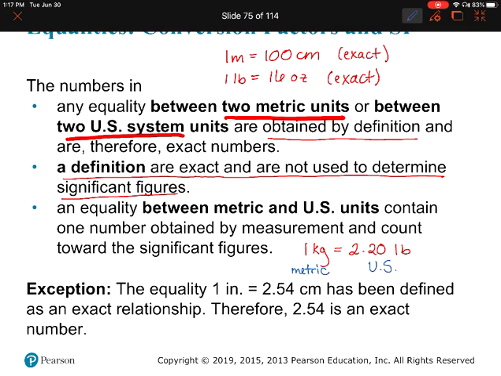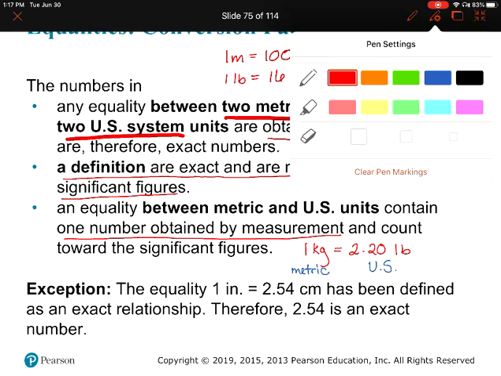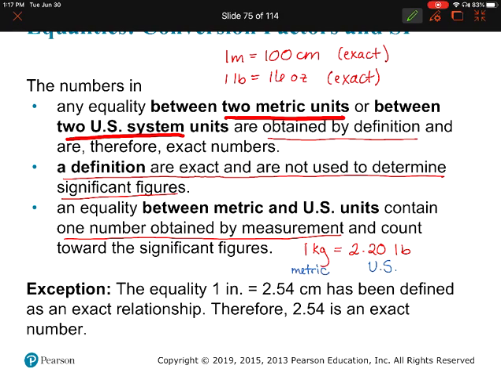So if we're converting between metric and US units, that means we have one number obtained by measurement, and we would count that toward the significant figures. The US part of our definition, the 2.20 pounds, will be measured, and so we would consider the number of sig figs there. So there are 3 sig figs. But the metric side is exactly 1. So this would be considered exact, and we would not use that value to determine how many sig figs are in our answer. And it wouldn't really make sense to have only 1 sig fig anyway. But typically, again, if you're converting between metric and US, one side will be exact and the other side will be measured.